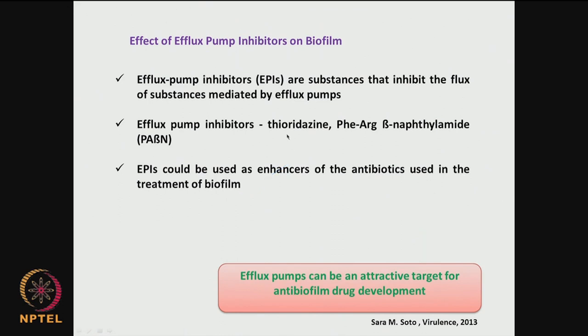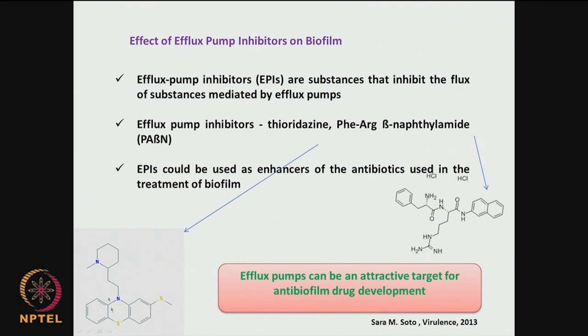So, there are many inhibitors, thioridazine and then PAβN. These inhibitors could be used as enhancers of the antibiotics in the treatment of biofilm. For example, this particular compound contains this type of heterocycle with nitrogens and sulfur. This is a compound which has got arginine, naphthylamide here, you can see this. So, in addition to giving antibiotic, you can also give one of these efflux pump inhibitors so that the biofilm can be eradicated.